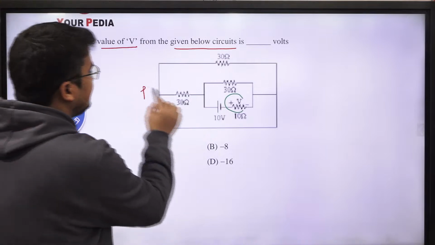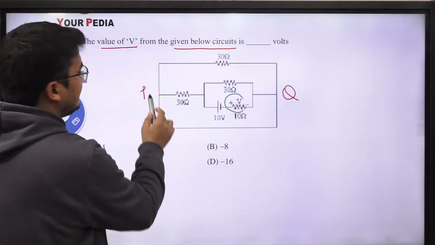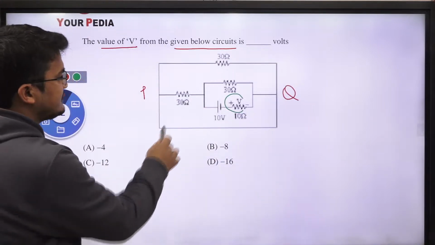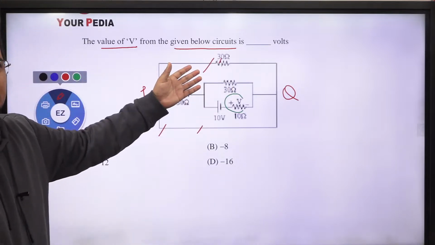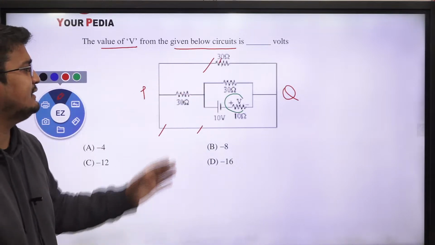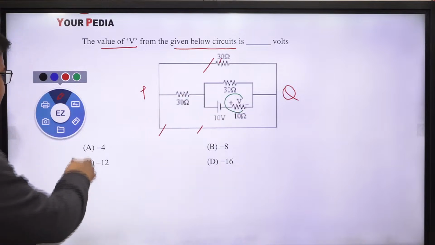Take this as P, take this as Q. You can see P and Q are shorted. If this is shorted, then this resistance loses its significance. If this lost its significance, then you can redraw the circuit. Okay, answer will be -4 volt.